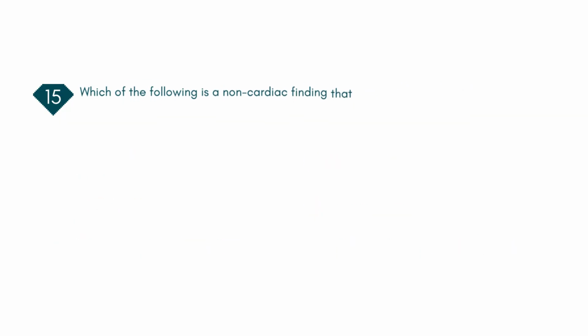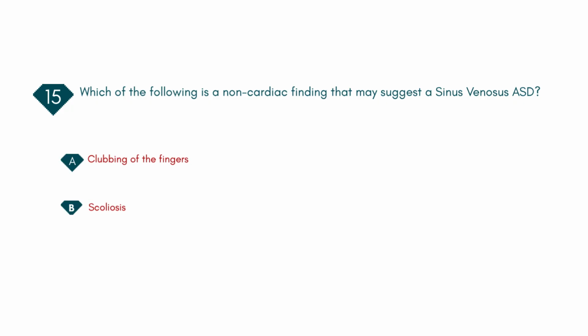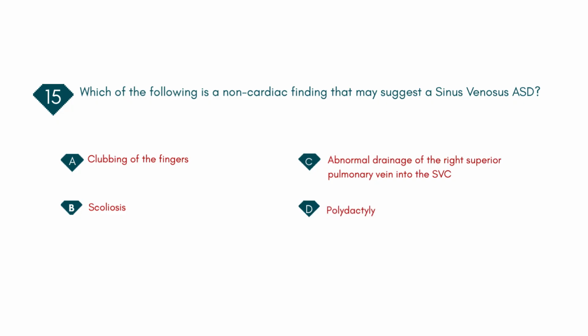Which of the following is a non-cardiac finding that may suggest a sinus venosus ASD? A. Clubbing of the fingers. B. Scoliosis. C. Abnormal drainage of the right superior pulmonary vein into the SVC. D. Polydactyly. Answer: C. Abnormal drainage of the right superior pulmonary vein into the SVC.